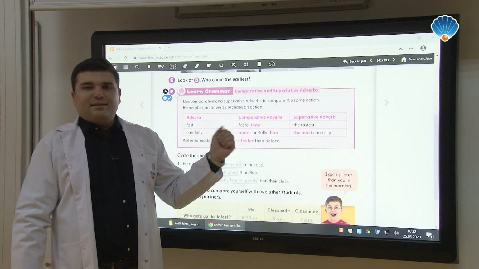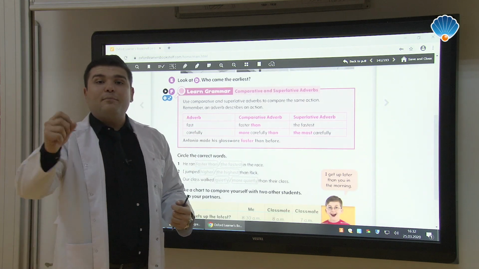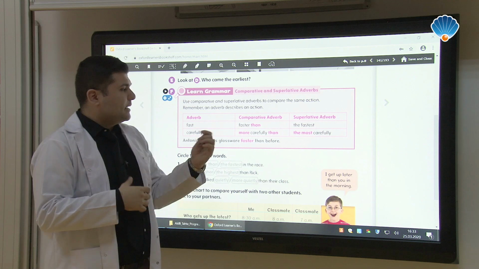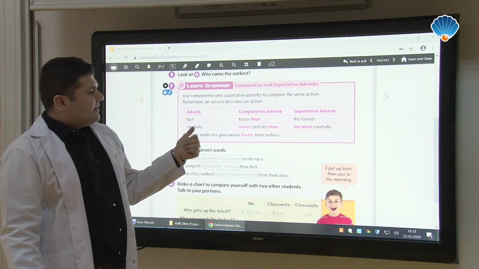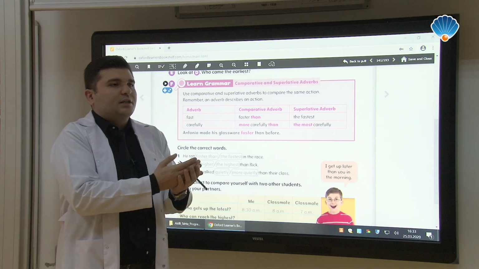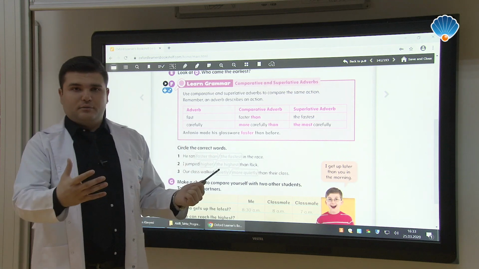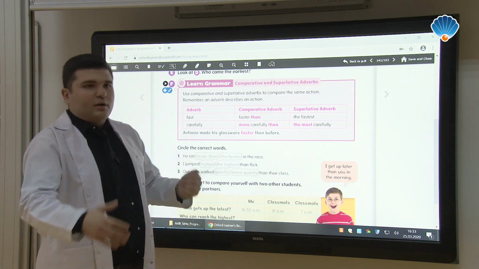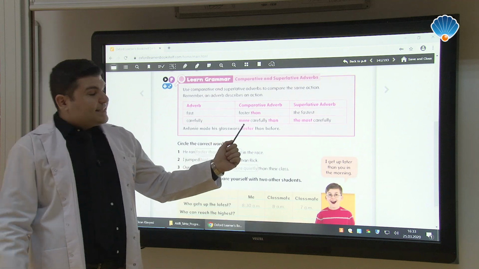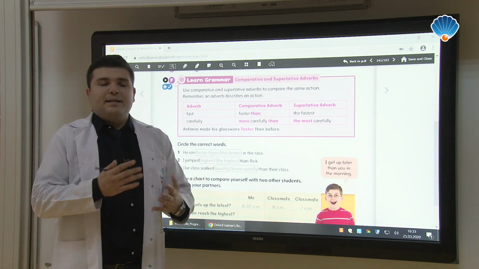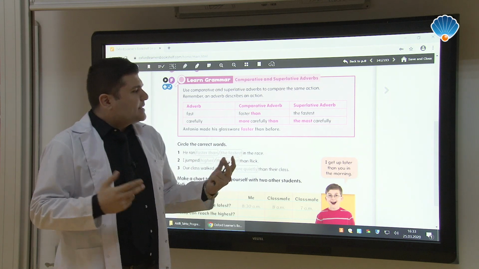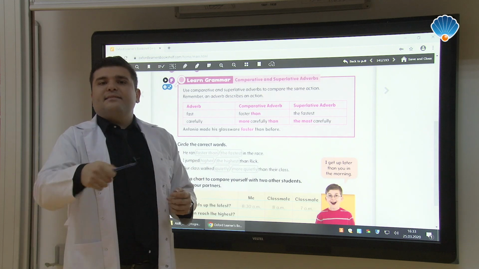So, use comparative and superlative adverbs to compare the same action, okay? Remember, an adverb describes an action. So, we have adverb here. You know what is adverb, right? It's how you do these things. So, we have fast here. Fast, you know what is fast, right? For example, my friend can run very fast. And we have faster than. Faster than here means that you need 2 things, and you have to talk about between 2 things here. For example, my friend is faster than you.